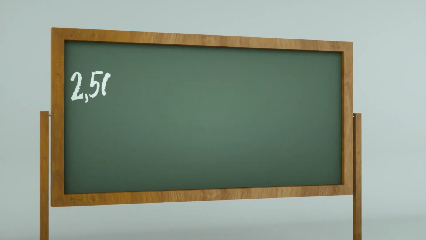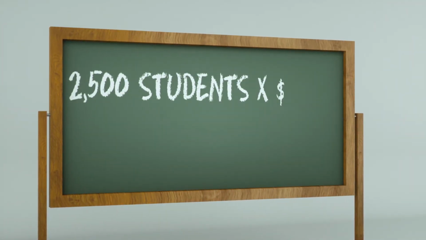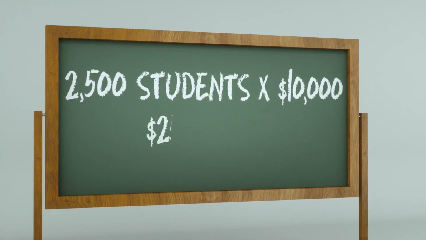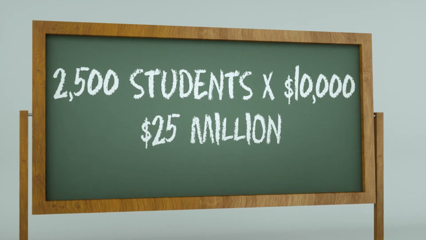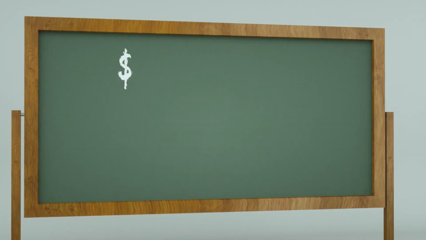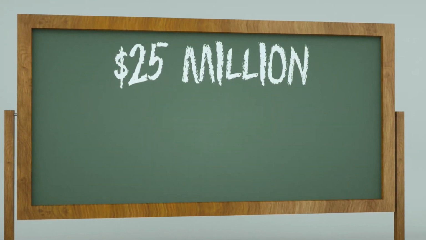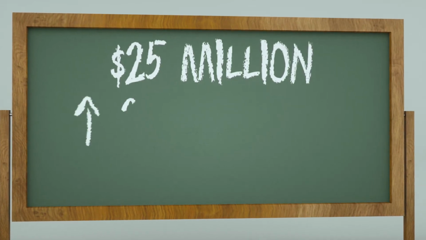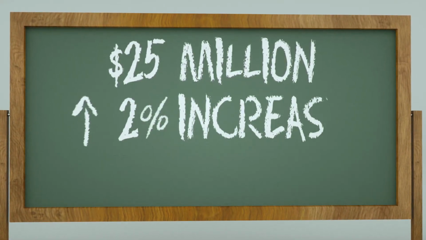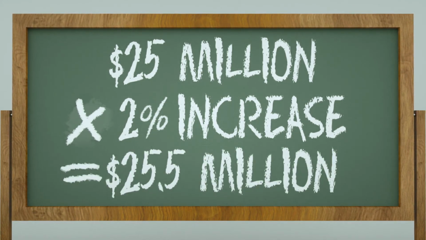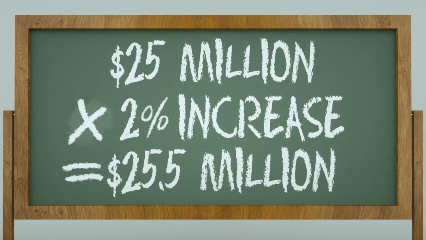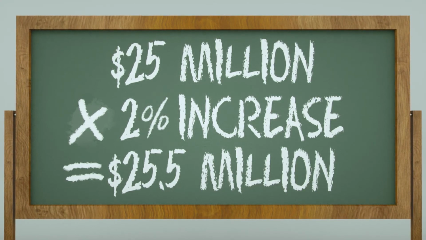Well, it's true. Let's say we have a school system with 2,500 students, with local funding per student at $10,000. This school system receives $25 million from its local government. Assume the next year that enrollment stays the same. If funded at the maintenance of effort level, the school system would receive $25 million again. But assuming an average cost increase of 2%, the school system would need $25.5 million to provide exactly, but no more, than what they are currently providing to students. So, they are $500,000 short.